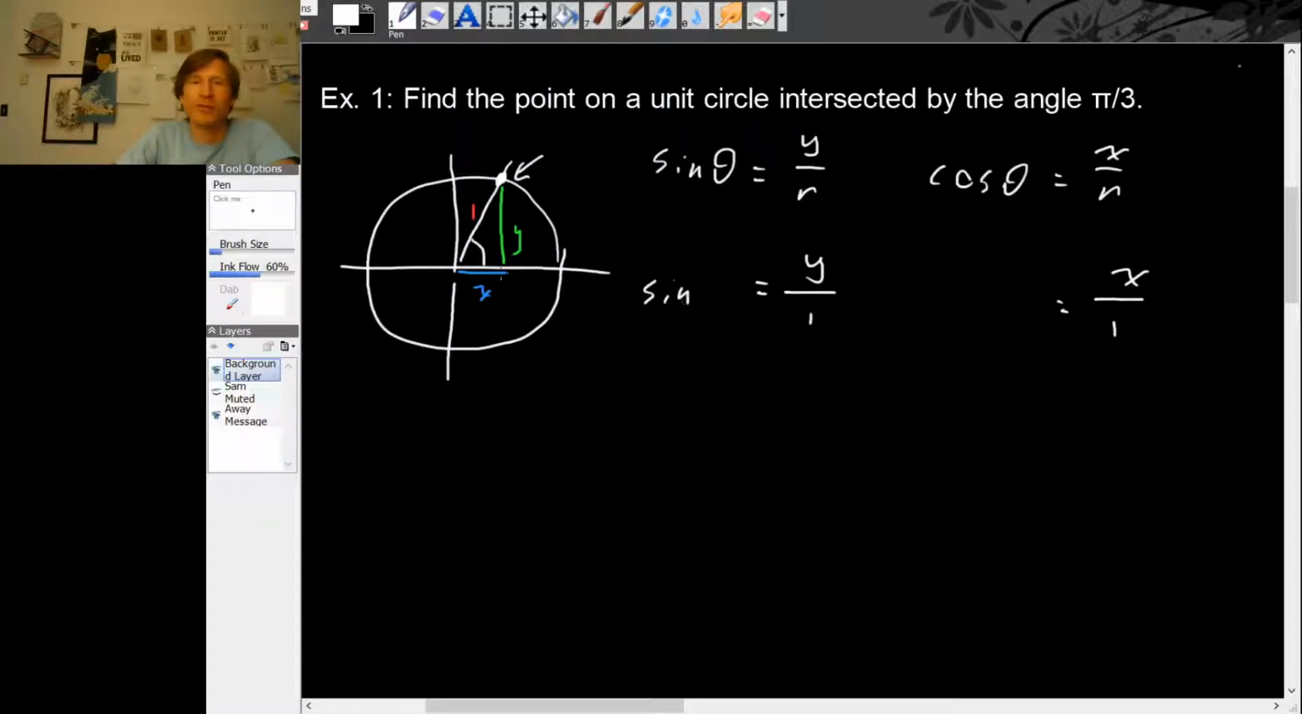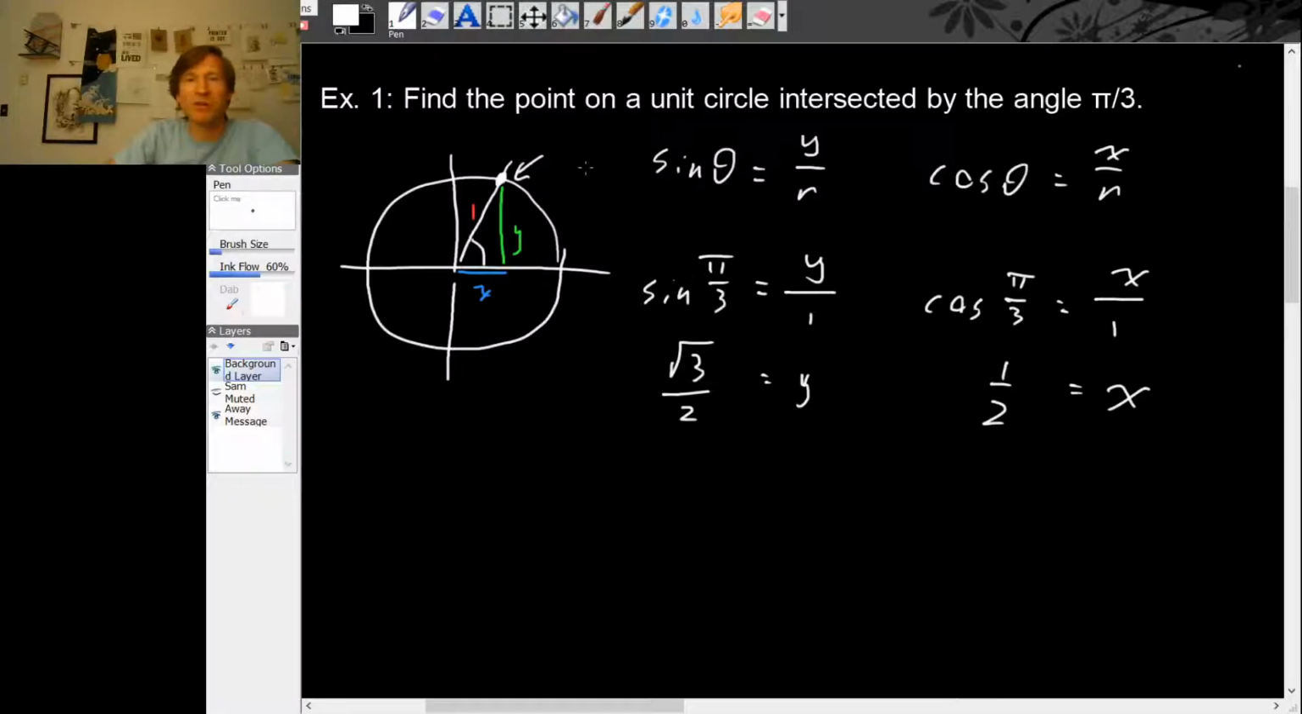And also, we know what this angle is. It's pi over 3. That was given at the very beginning. So the first equation gives us sine of pi over 3 equals y. And the second equation gives us cosine of pi over 3 equals x. Well, sine of pi over 3, that's one that we know, or at least we should know. It's the square root of 3 over 2. And cosine of pi over 3, that's a half.